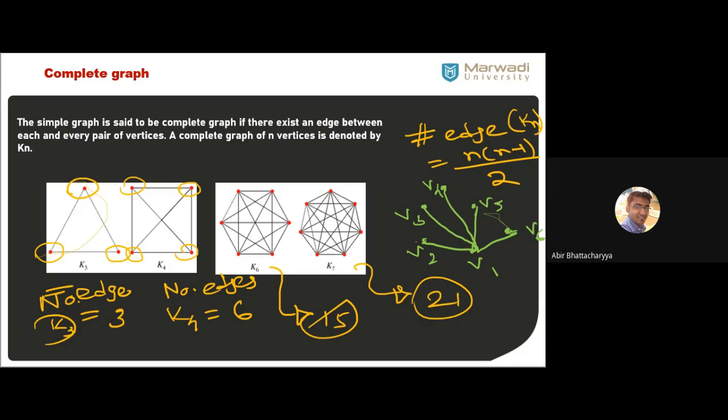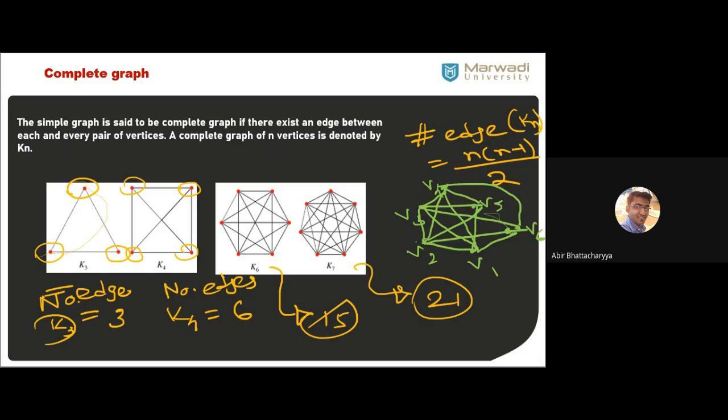Then draw V2 to V3, V2 to V4, V2 to V5, V2 to V6. All tasks of V2 completed. Then V3, V3 to V4, V3 to V5, V3 to V6. All tasks of V3 completed. Then V4, V4 to V5, and V4 to V6. All tasks of V4 completed.